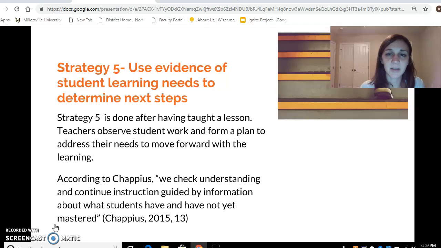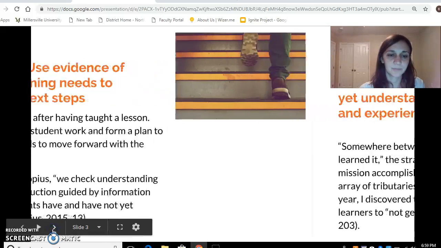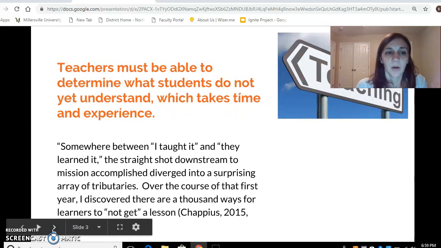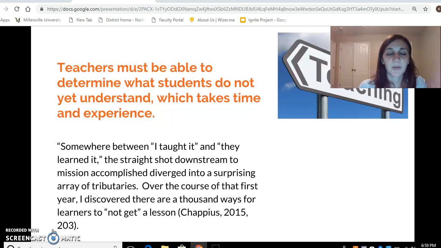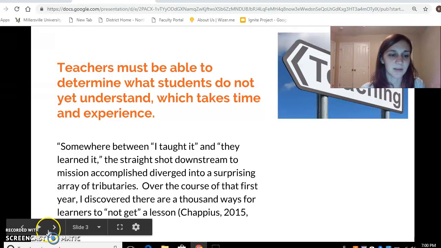This is done after a lesson has been taught and the teachers have gone over student work, and they look at the work and decide what they need to do next. In order for teachers to be able to understand what students are not getting, it takes a lot of time and a lot of experience. One of the big takeaways that I got from this chapter was part of the quote that I have here: "Over the course of the first year, I discovered that there are 1,000 ways for learners to not get a lesson," and that's something that takes experience.